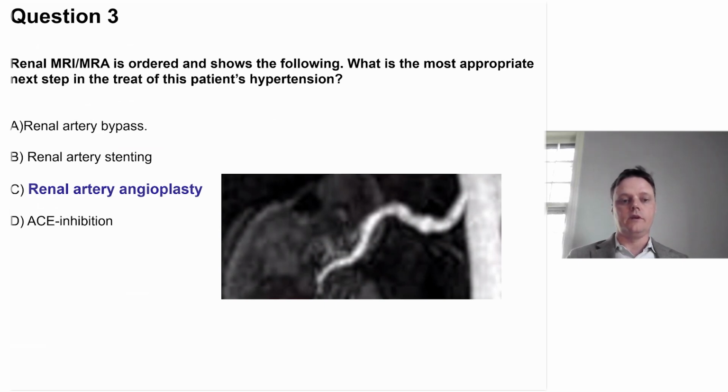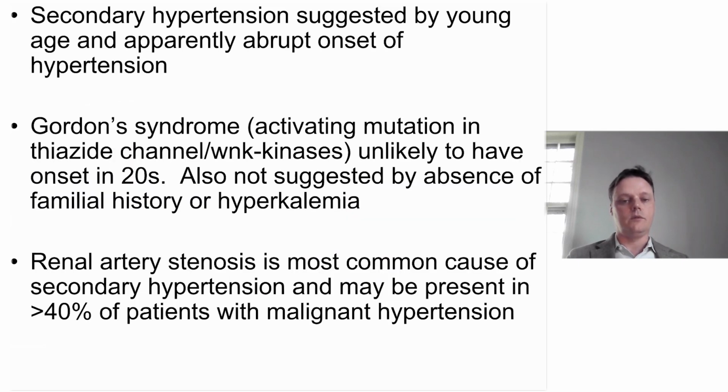The answer here is renal artery angioplasty. This is a young woman in her 30s. She has severe early onset hypertension, which is very suggestive of secondary hypertension. The abrupt onset is also very suggestive of secondary hypertension, and so she should absolutely have a workup.